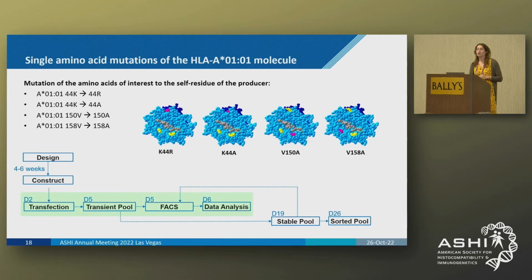The design and construction of these mutations took 4 to 6 weeks. They were constructed by GeneArt and then transfected into a B cell line which lacked any HLA expression, and in that way a transient pool and also a stable pool were created. Then in flow cytometry, it was assessed whether there was binding of this monoclonal antibody to these different mutants, and of course also to the HLA-A1 wild type.